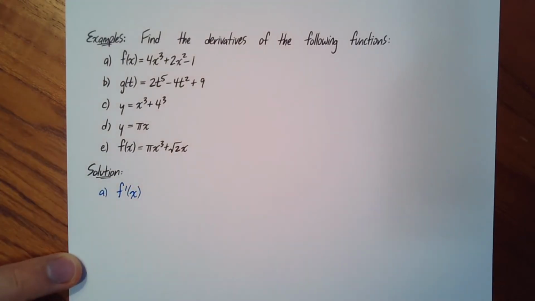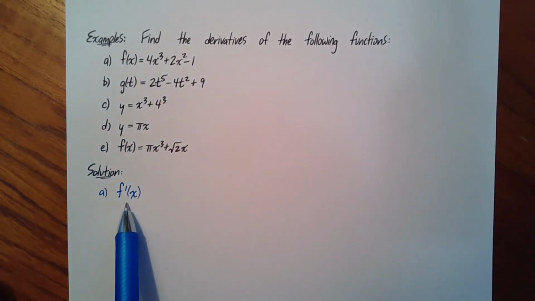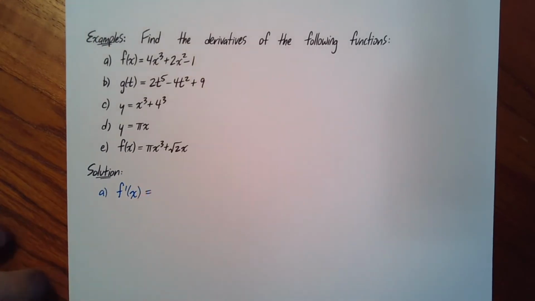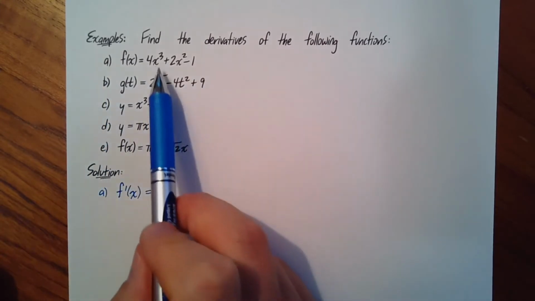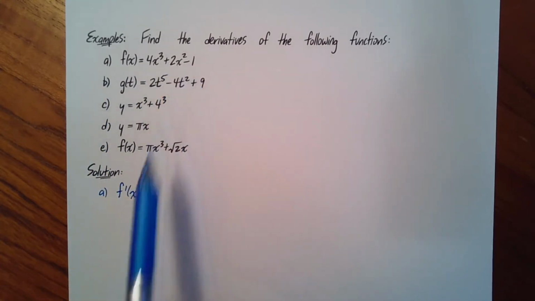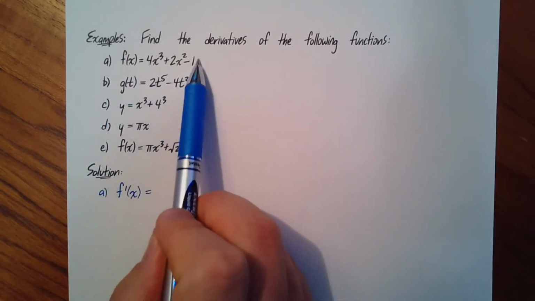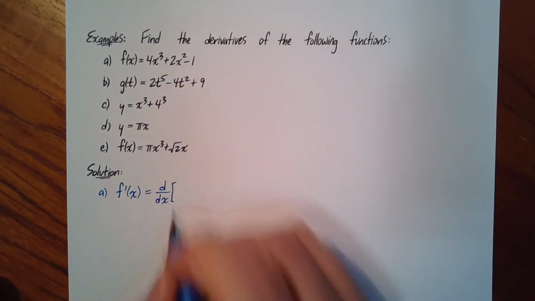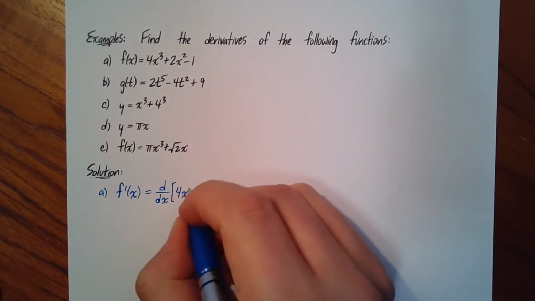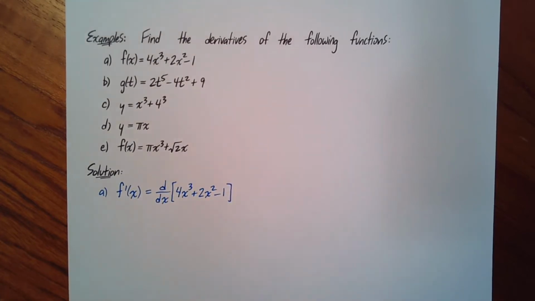So we want to find f prime of x, because that's what it means to find the derivative, right? This is the derivative of the function f at the point x. That's f prime of x. Okay, so the first step is only going to be a shift in notation. If f of x is equal to 4x cubed plus 2x squared minus 1, then f prime of x is the derivative of this function, right? So I'm going to write out the derivative of this expression using operator notation. I'm going to write this as the derivative with respect to x of 4x cubed plus 2x squared minus 1.